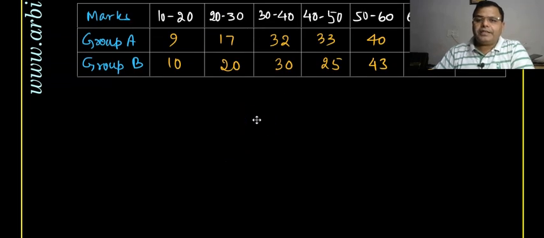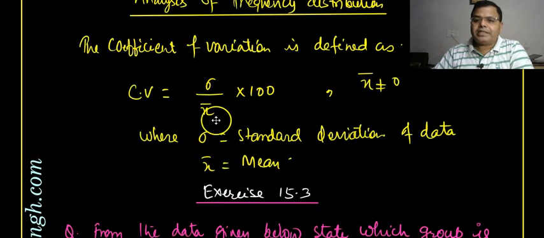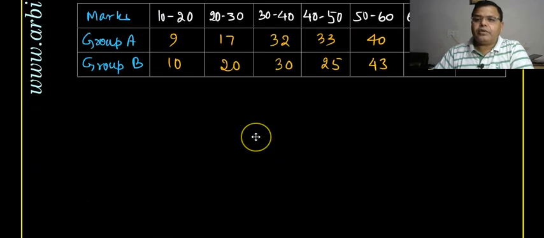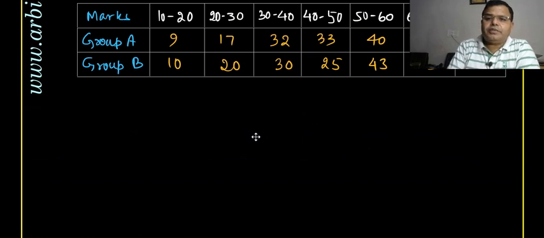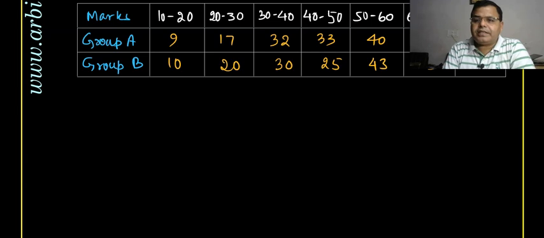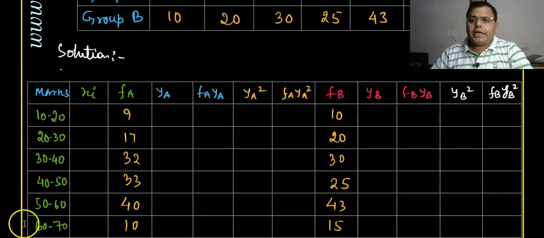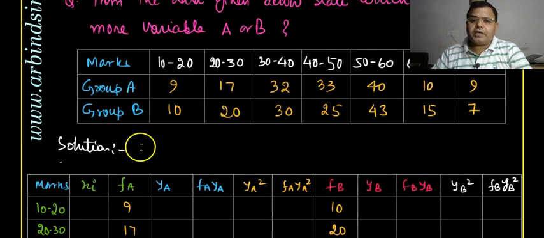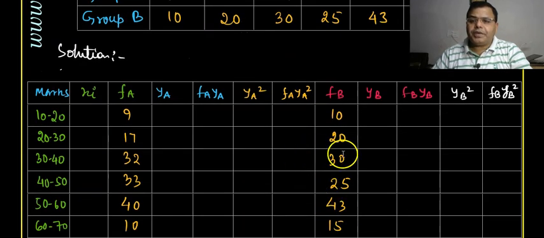To find the coefficient of variation of A, as per the formula we need the standard deviation as well as the mean. First we are going to find the standard deviation of A, and then the standard deviation of B. So let me draw a new table for it. Here I have written all the information from the question: marks, frequency of A and frequency of B.